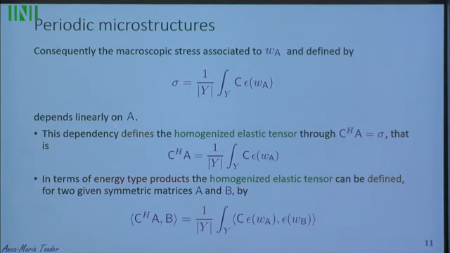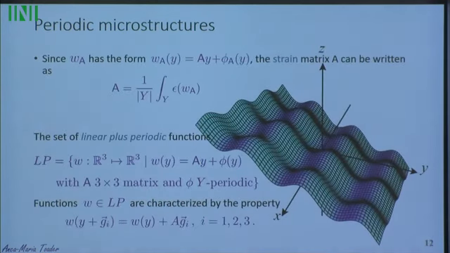And this will allow us to define the homogenized elastic tensor from this average of stresses, and also in terms of energy products. We have the homogenized elastic tensor defined in this way for any two symmetric matrices A and B.